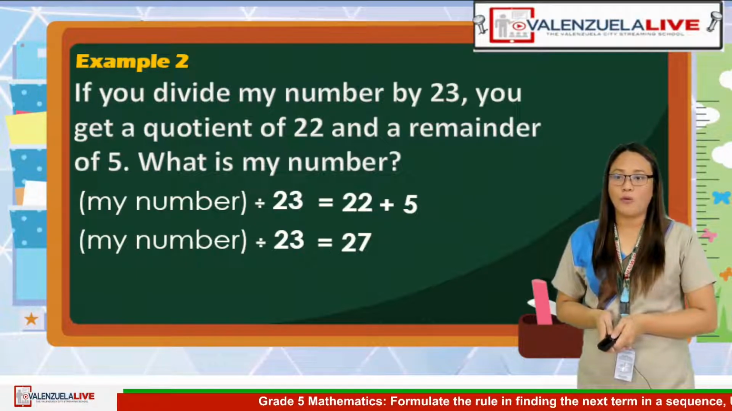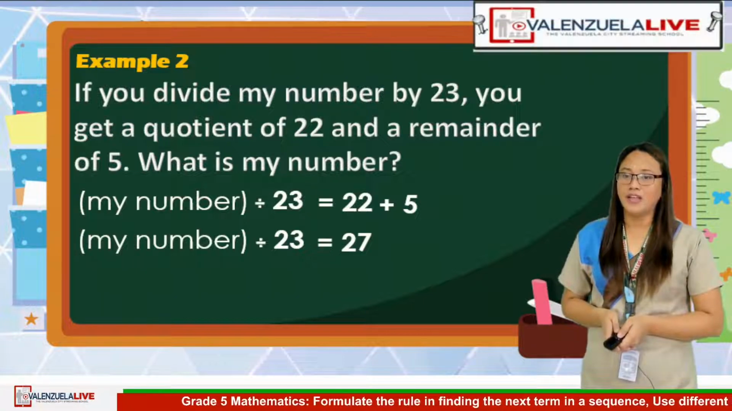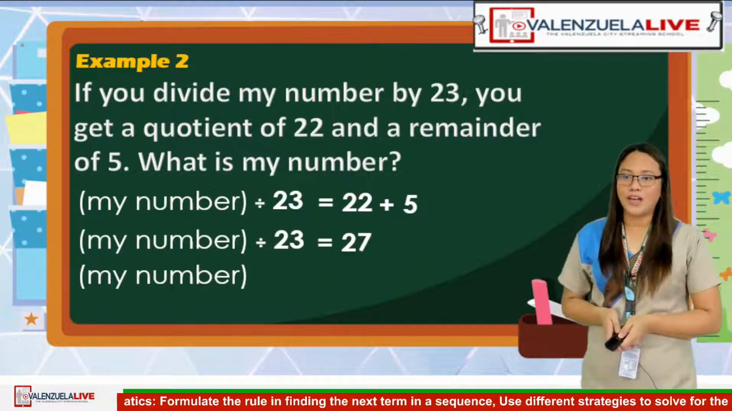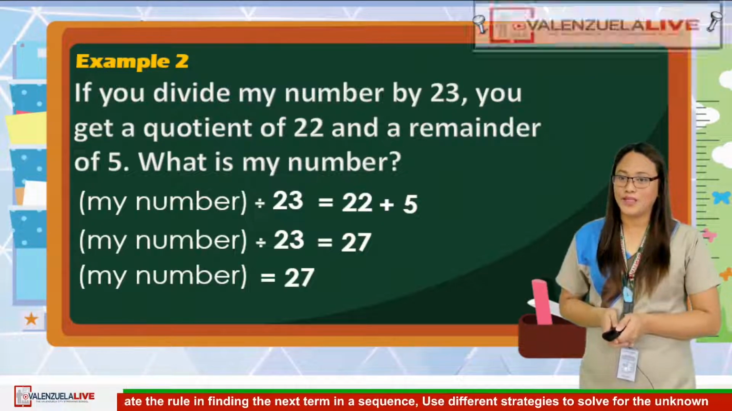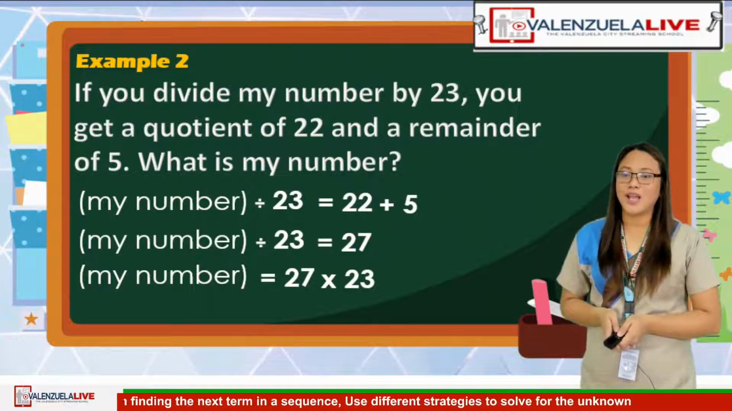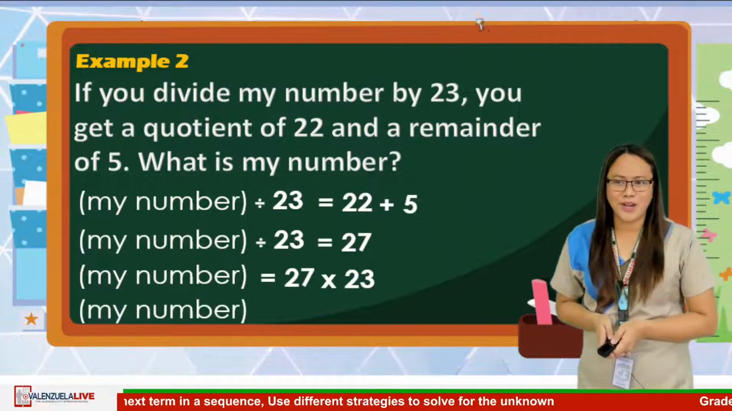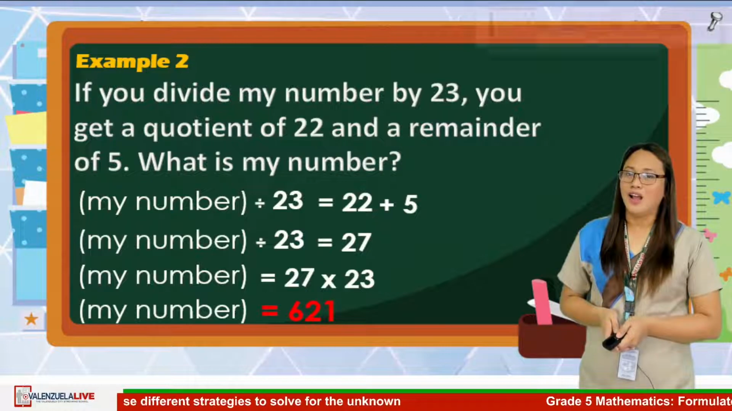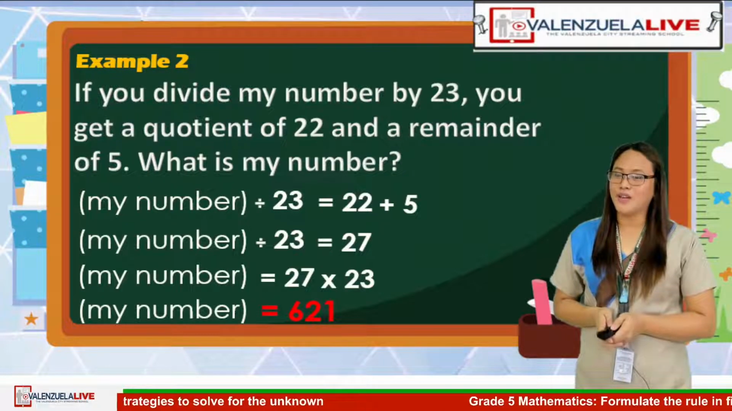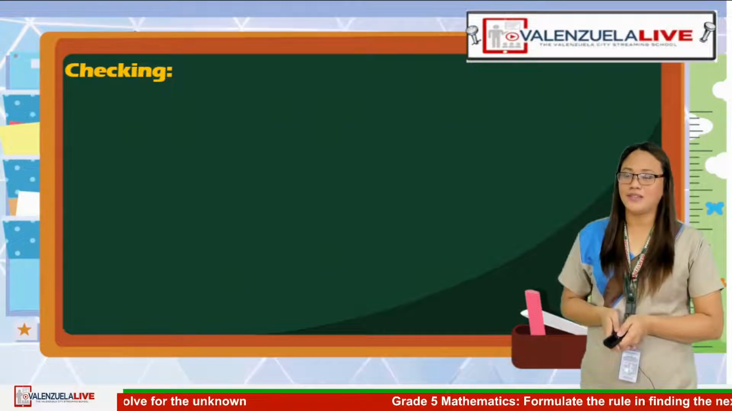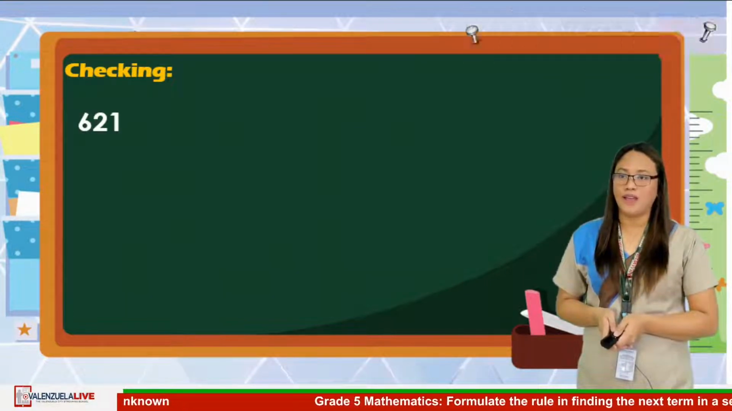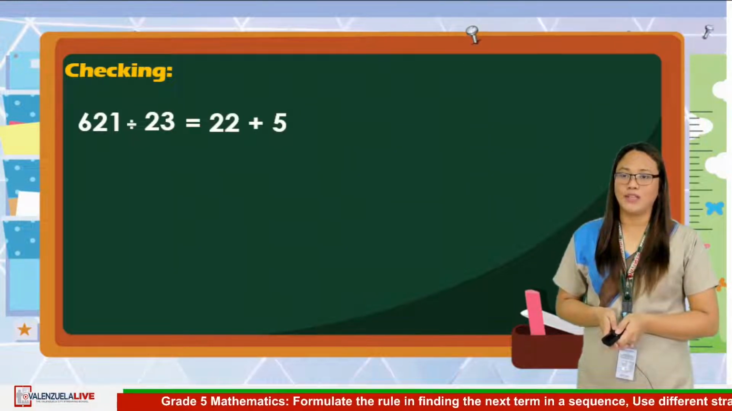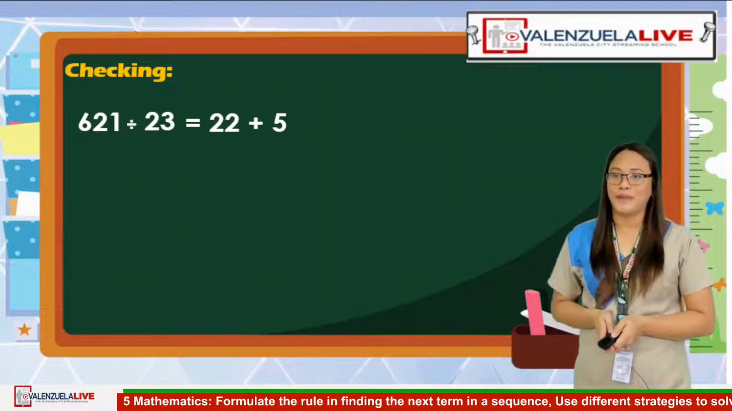Again, we have to work it backwards since our operation there is divide. So the opposite of divide, we have to multiply. So my number, we still don't know, is equal to 27 times 23. So what is my number? Very good. My number is 621. Okay, let's see if my number is 621. Let's check it. So we have 621 is my number divided by 23. That gives the quotient of 22 plus the remainder 5.